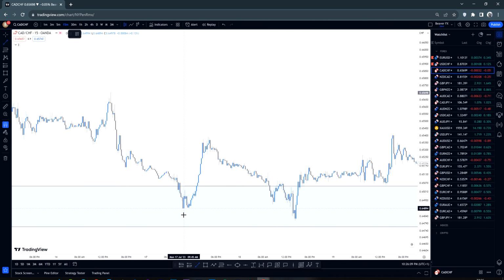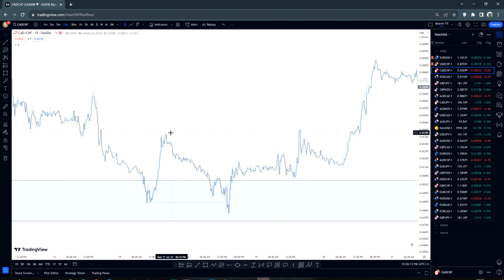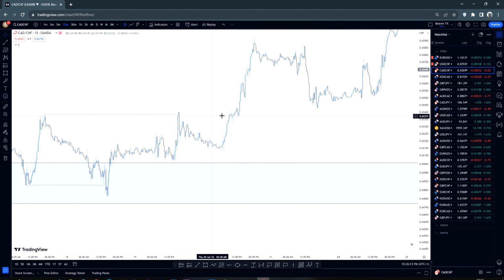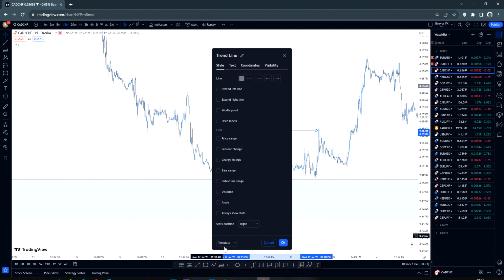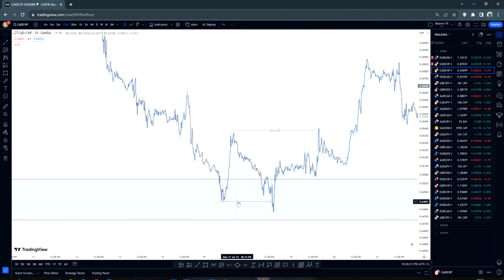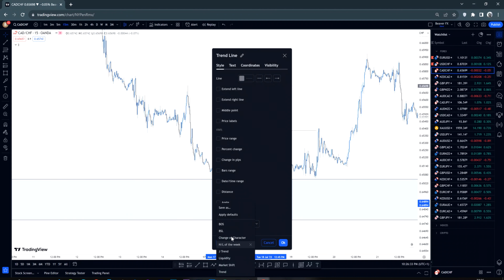moves. So I'll actually take this as a liquidity pool in the market, and this is the closest high that it made before making this low. So I'll mark this as my change of character on the lower time frame. So if I mark this as a change of character, this one, I'll take this as my liquidity.